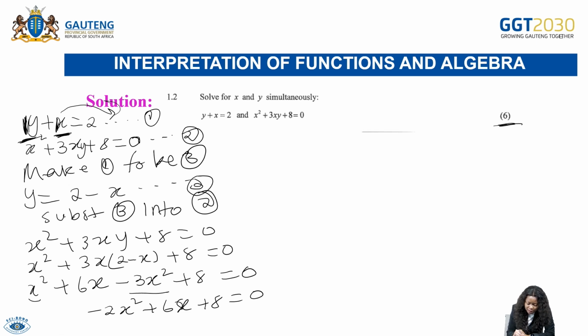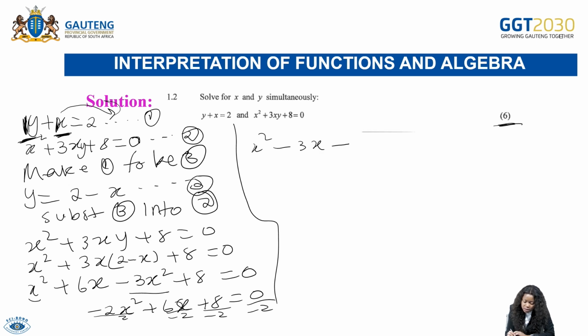But I want to get rid of the negative 2. So by dividing by negative 2 throughout, I'll get x squared minus 3x minus the 8 divided by 2, I'll get a 4, equals 0. Negative 2 divided by negative 2, I get x squared. Positive times negative, I get a negative. 6 divided by 2, I get a 3x minus a 4.